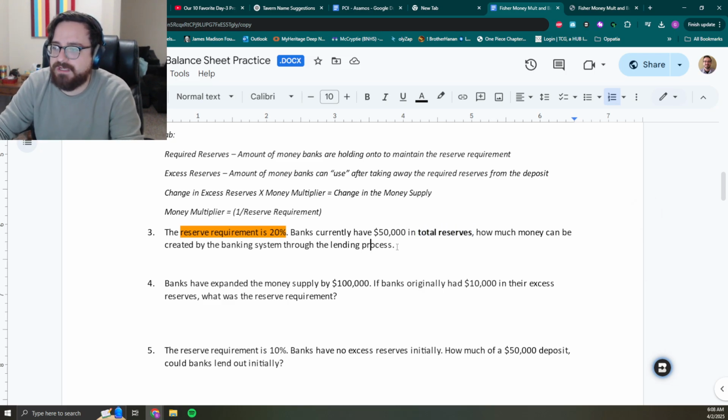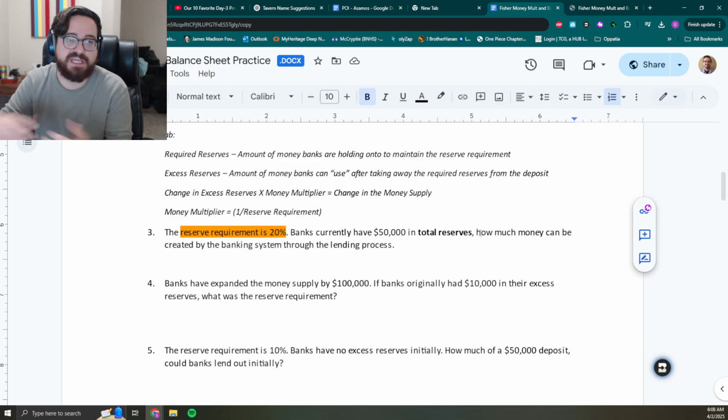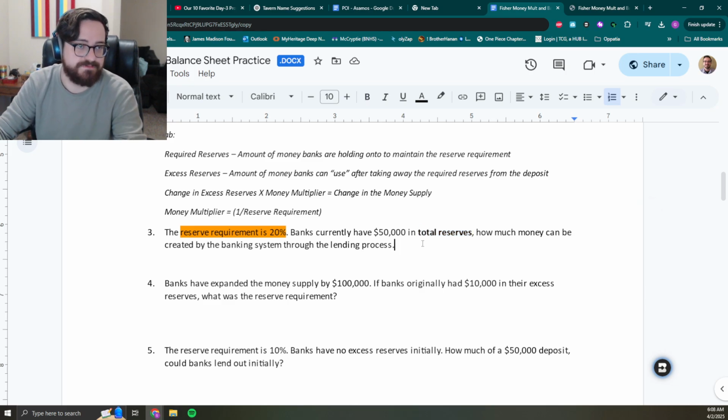How much money can be created through the lending process? I'm going to assume that those total reserves are all the bank has, that they don't have anything else. Technically, the question should include a little more information, saying they have $50,000 in total reserves and that's it. They haven't loaned out any money yet or anything like that. But for the sake of this problem, we're just going to assume that this is the same as the deposit. They just haven't split it for us.